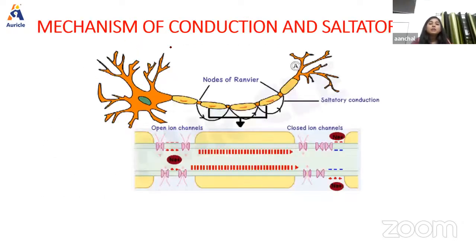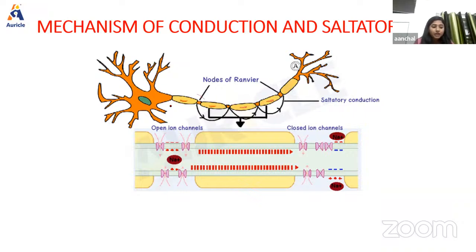So first, we're going to discuss the mechanism of conduction and saltatory. Before starting this topic, we should first learn what conductivity is. Conductivity is the ability of nerve fibers to transmit impulse from the area of stimulation to other areas, right? The mechanism of conductivity we have already discussed in the last class. Whenever the action potential is transmitted through the nerve fiber as the nerve impulse, normally it is transmitted in only one direction.